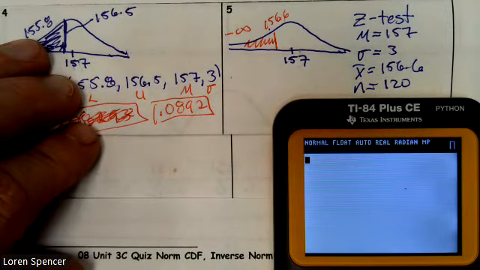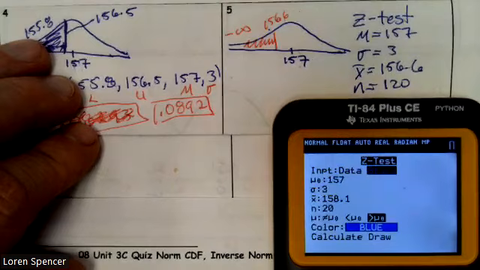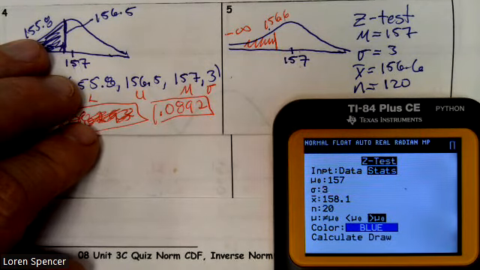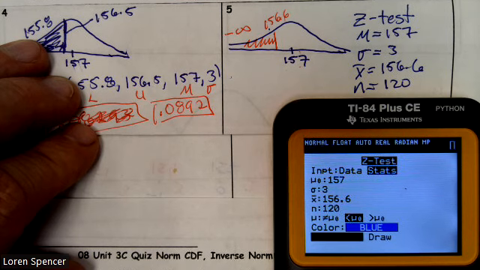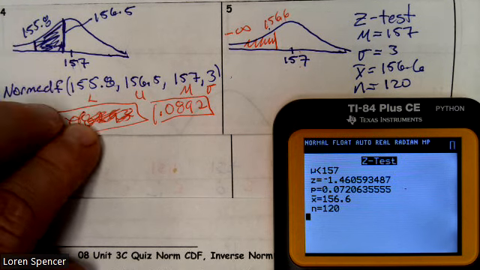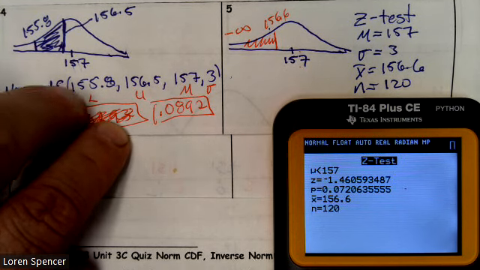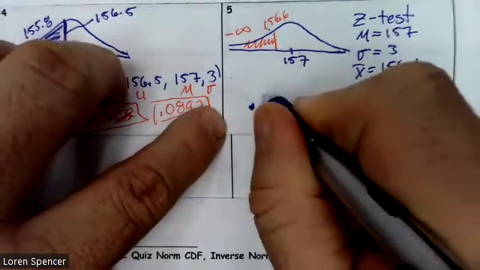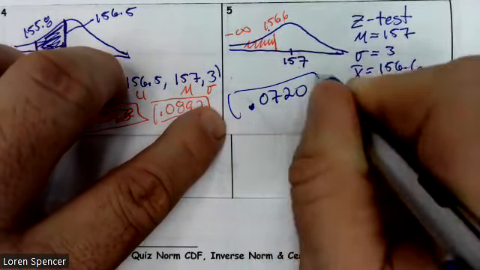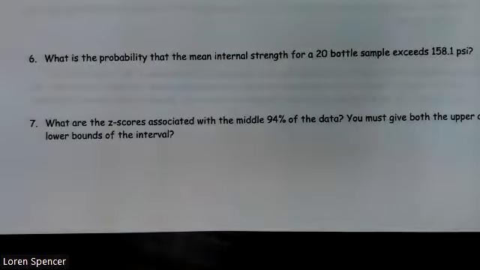Try to get that showing on the screen. All right, stat, test, z-test. Mean of 157, standard deviation of 3. X bar of 156.6. Sample size of 120. And we're shading to the left. And I end up getting 0.0720. All right, that's number 5.